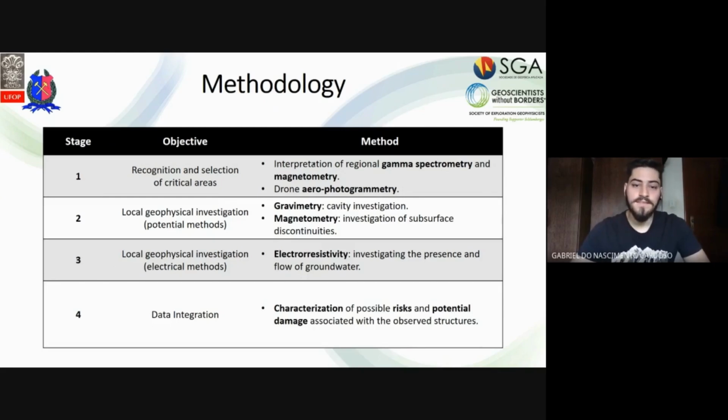So we conducted gravimetry surveys to investigate those cavities, and magnetometry surveys to investigate subsurface structures. The next step was the electroresistivity survey to investigate the presence and flow of groundwater. And finally, combining all the data, we constructed a booklet to distribute to the community and also a handheld to distribute in schools in the area of the project.